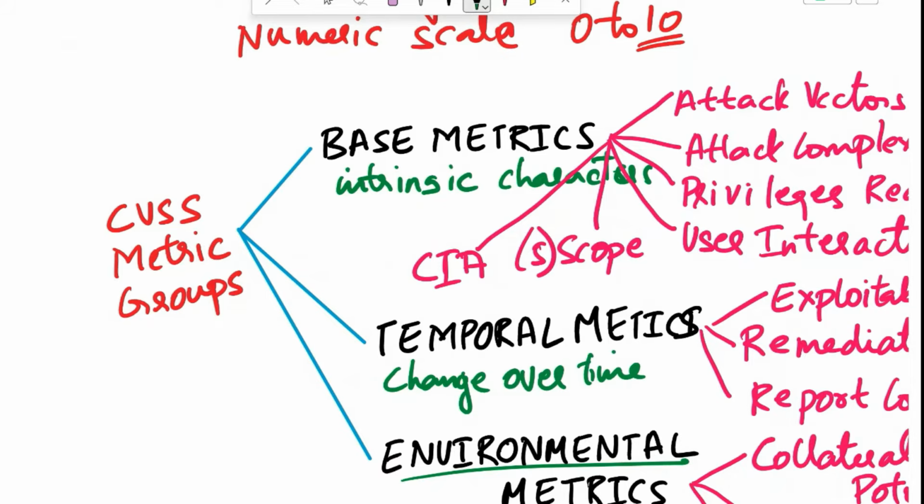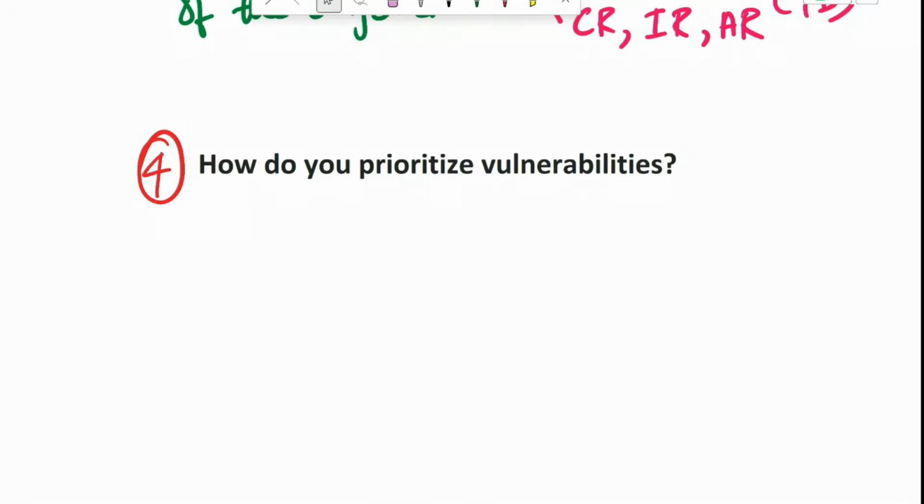CVSS scores help organizations prioritize vulnerability remediation efforts and allocate resources effectively to address the most critical vulnerabilities first. It also aids in making informed decisions about the level of risk acceptance based on the specific context of an organization's infrastructure and security posture. Let's move to the next question. How do you prioritize vulnerabilities?